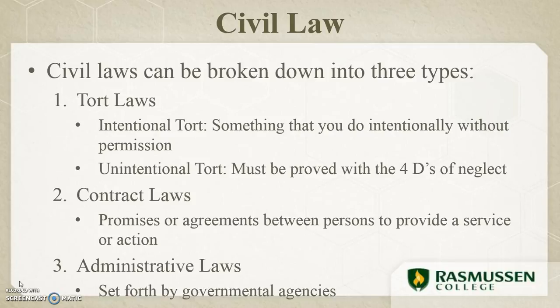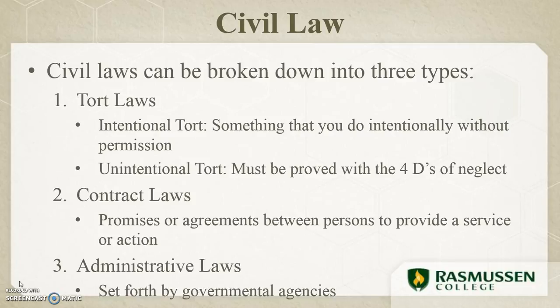Unintentional torts could be labeled as either neglect or negligence. But in order to prove that negligence has occurred, the 4 D's of negligence need to be present. Those are duty, dereliction of duty, damages, and direct cause.